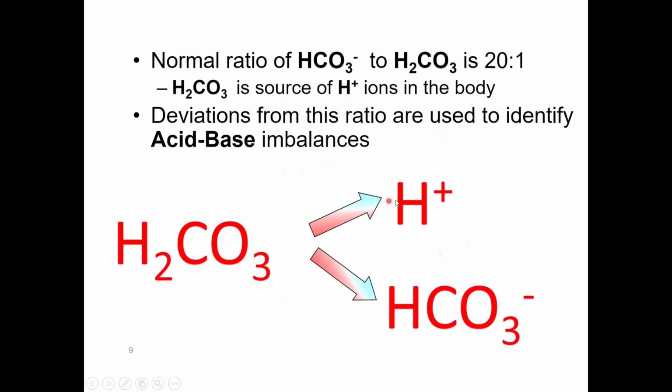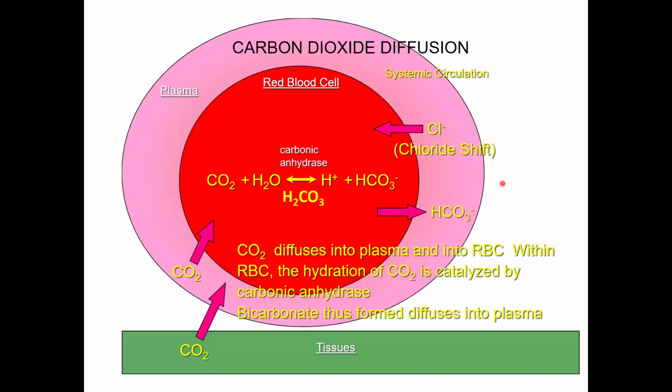So deviations from this ratio of 20:1 actually lead to acid-base imbalances, and we can identify whether an acid-base imbalance occurs in the body by identifying a change in this ratio. This figure is also indicating the same thing, how carbon dioxide diffuses. It is produced in the tissues with the help of cellular respiration, then it diffuses into the bloodstream and goes inside the red blood cells.